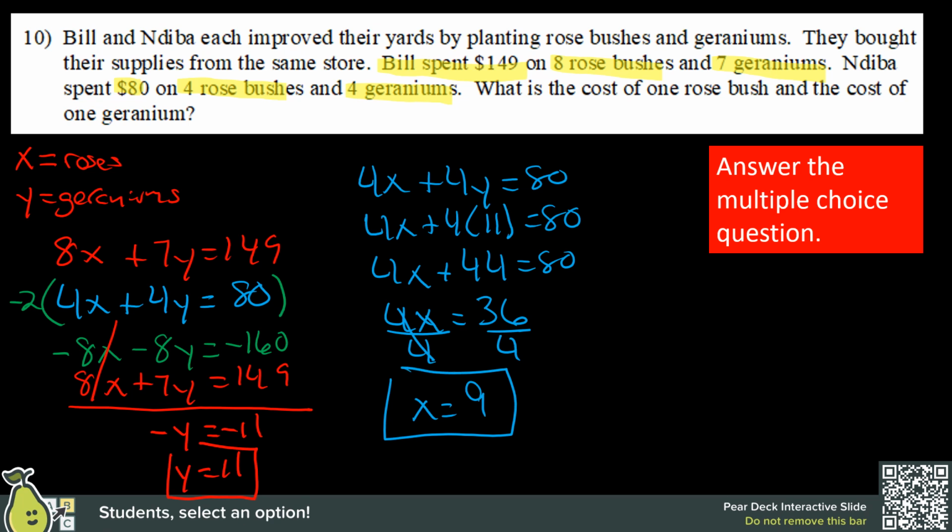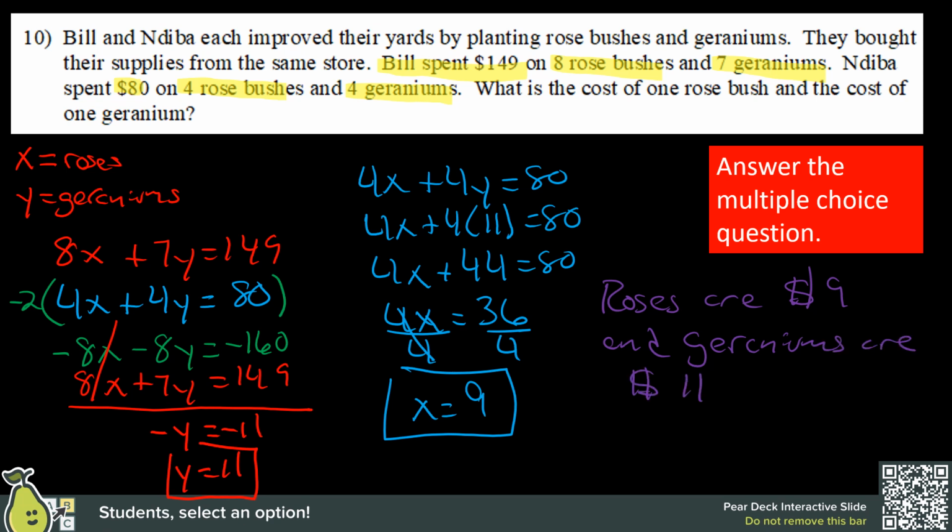So then your final answer, okay, if x is 9, so that roses are $9 and geraniums are $11.